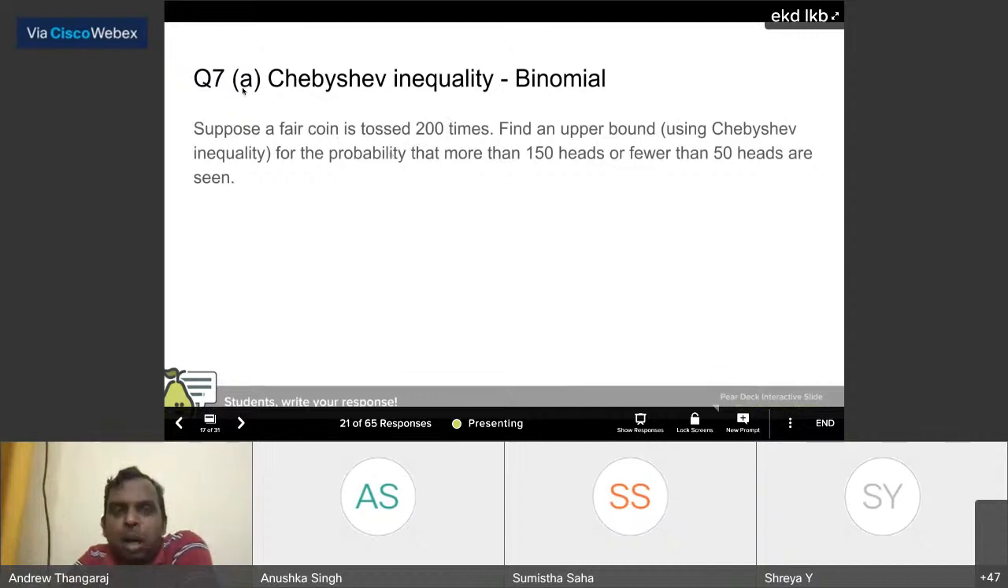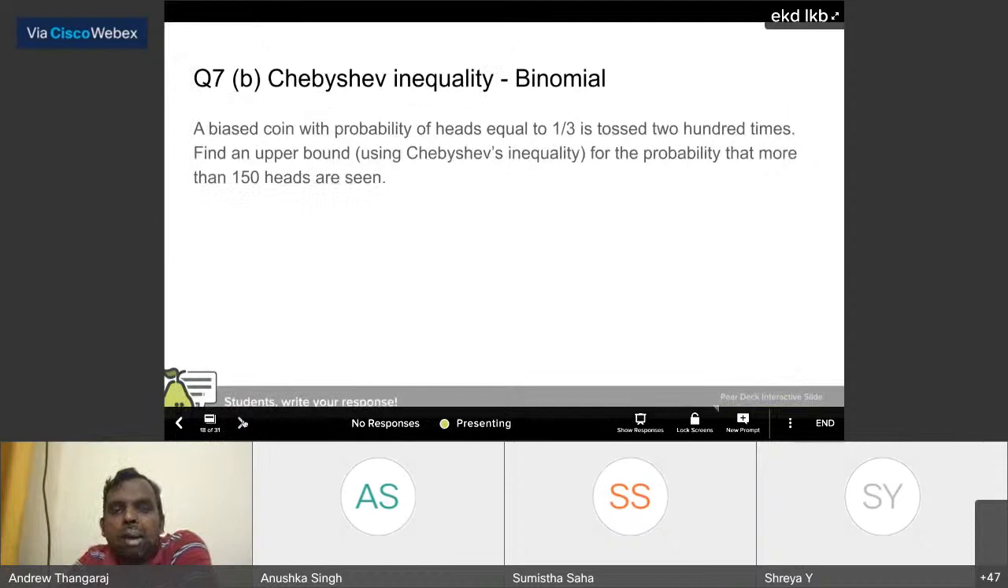So we'll do part B and then I'll show you the solution to both. That might be interesting. So here is part B. Again, a binomial but with a biased coin. Head has probability 1 by 3. You have to find the probability that more than 150 heads are seen. That's the event here.